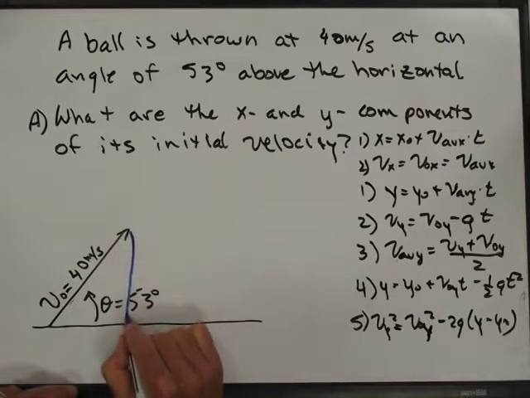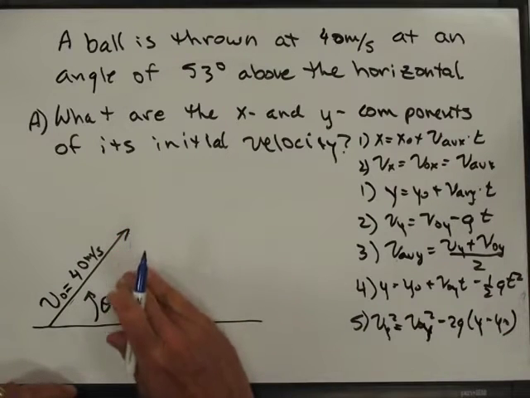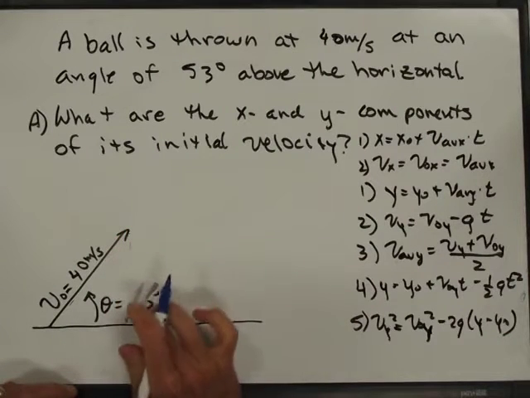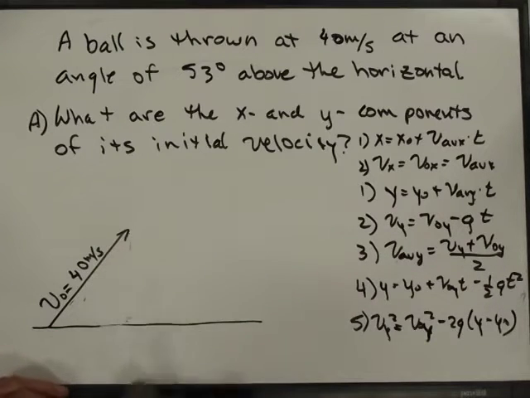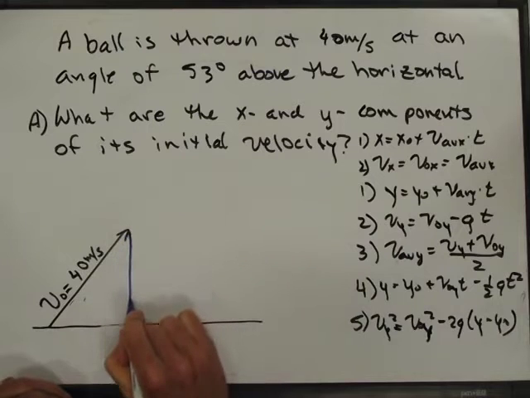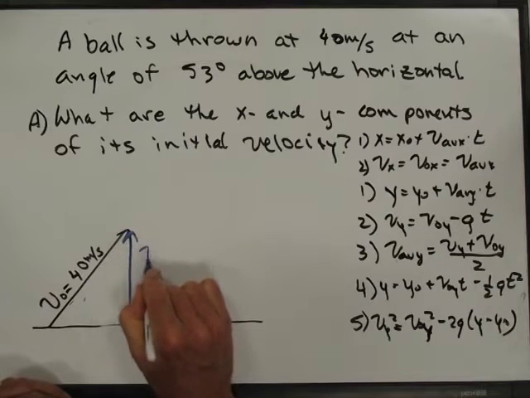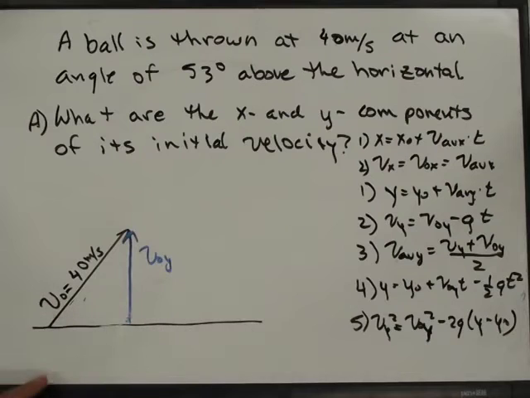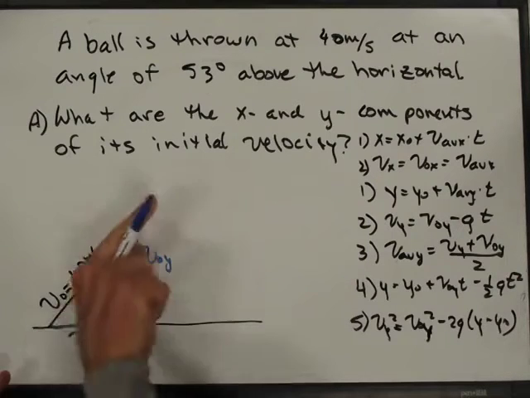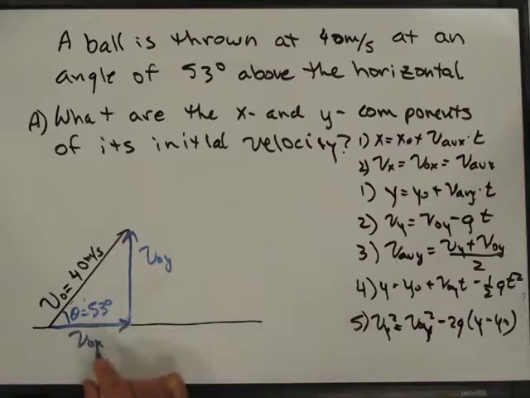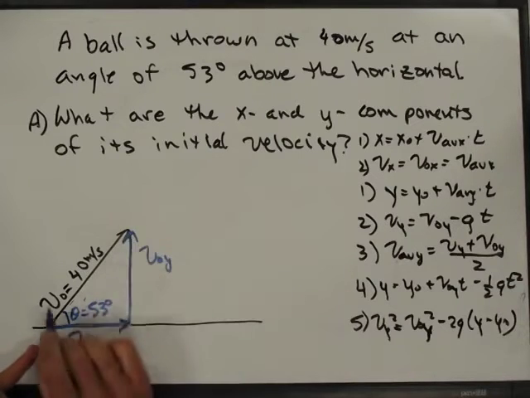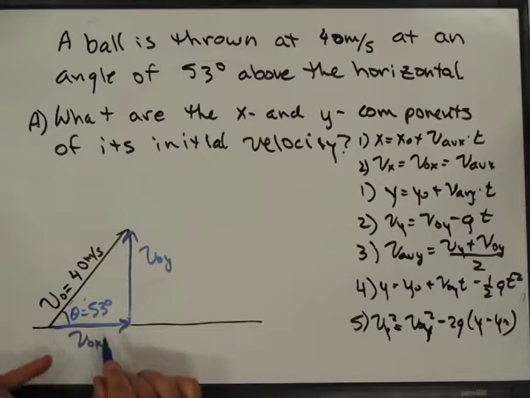And so, that drawing was terrible. I'll fix that in a minute. This is v naught y. It's just the y component of that. And this is v naught x. The initial velocity is that way at 53 degrees. And that means not all of this velocity is in the y direction, and not all of it is in the x direction.